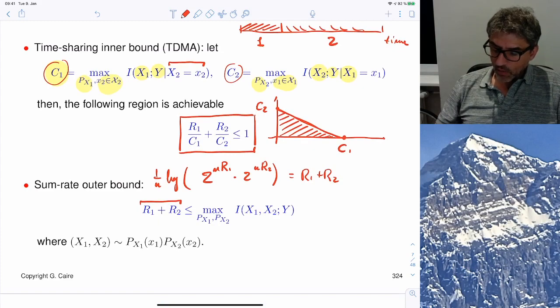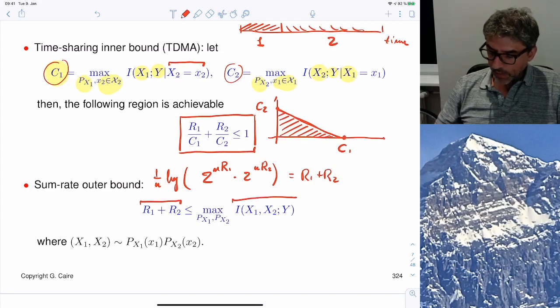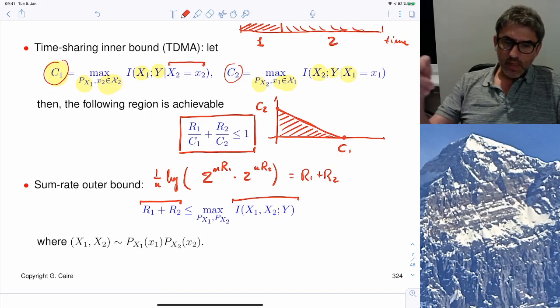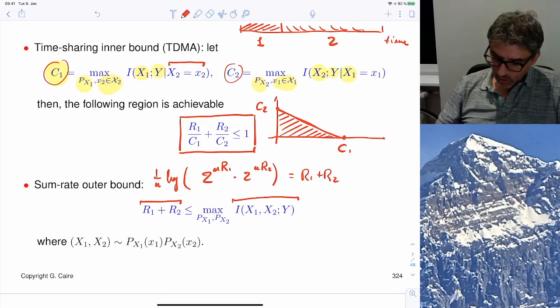To the maximum of the mutual information between the pair x1, x2 and y, because x1, x2 now act as a single input. The only caveat here, to make the bound as tight as possible, is that since we know that x1, x2 have to be picked independently, the maximization is over all possible product distributions. Product distribution, not joint distribution.